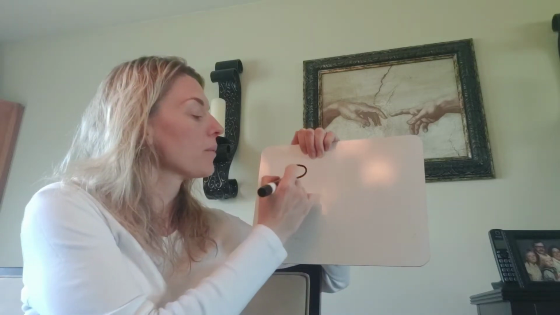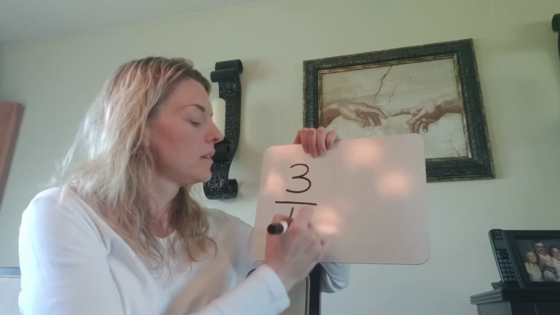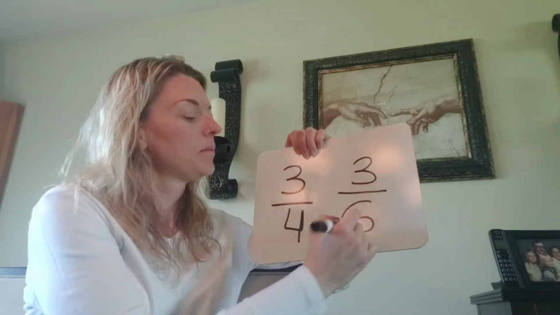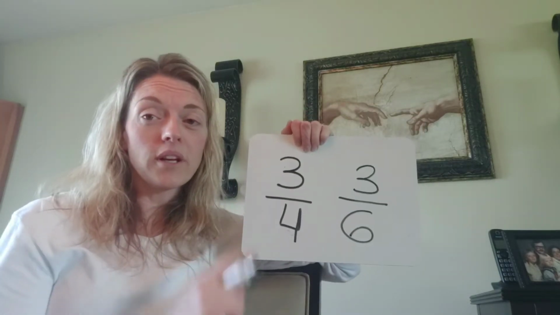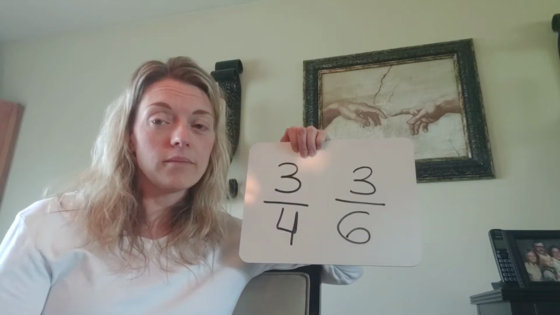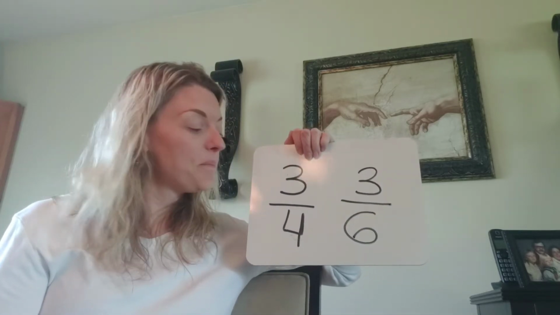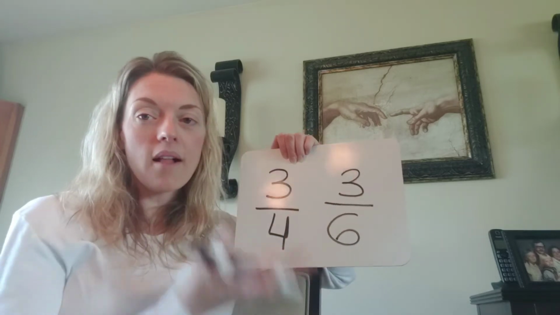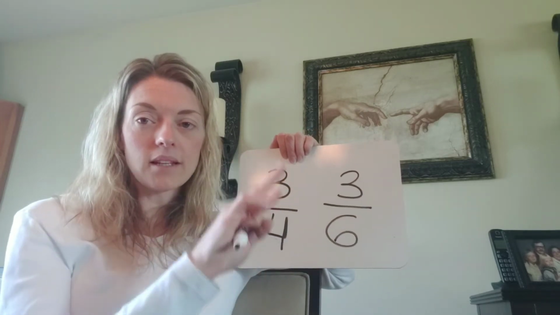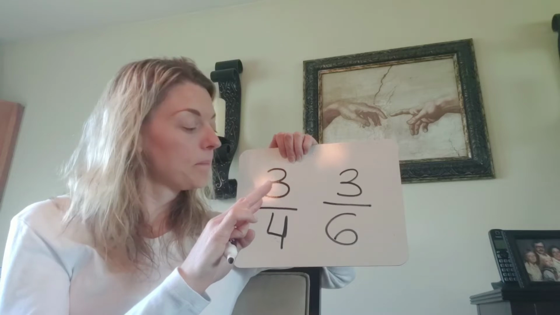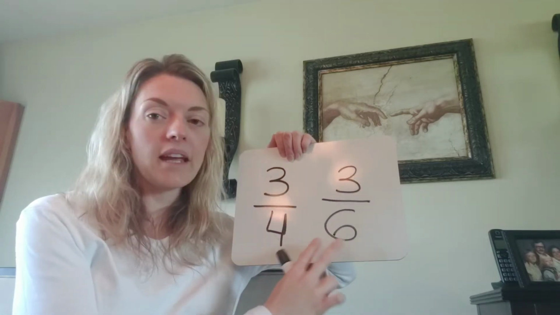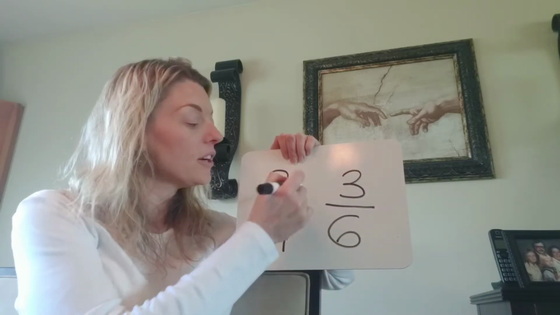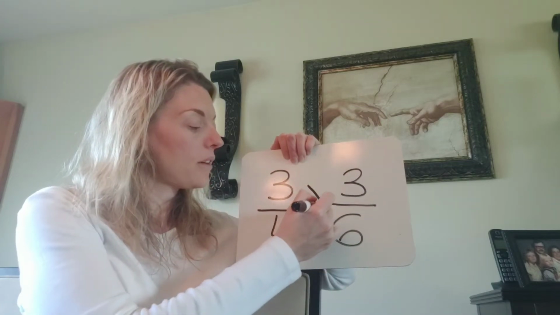Let's try 3/4, 3/6. Here's the rule. I wrote it in your assignment on Google Classroom. Let's see if you can remember. Ready? The bigger the denominator, the smaller the fraction. They're opposites, okay? You have to compare your denominators when they're different. The bigger the denominator, the smaller the fraction.